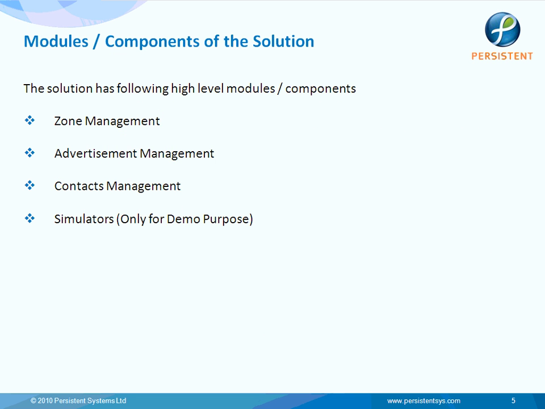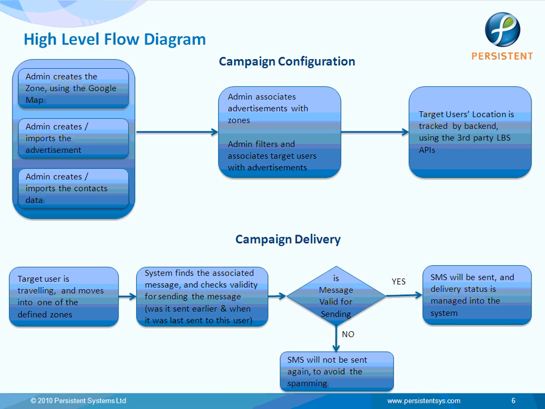The modules of the solution are zone management, advertisement management, contacts management, and simulator only for the demo purpose. Here is the high-level flow diagram. We can see the campaign configuration. Admin creates zone using Google Map. He then imports advertisements and imports the contact data. The next step is that admin associates the advertisement with the zone and also filters the target base.